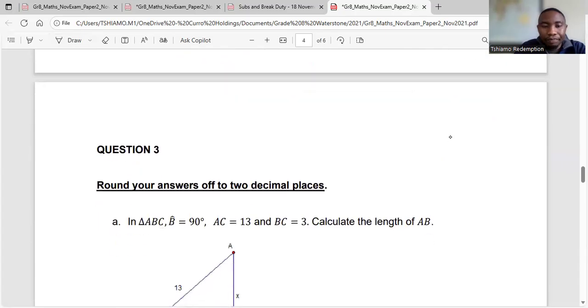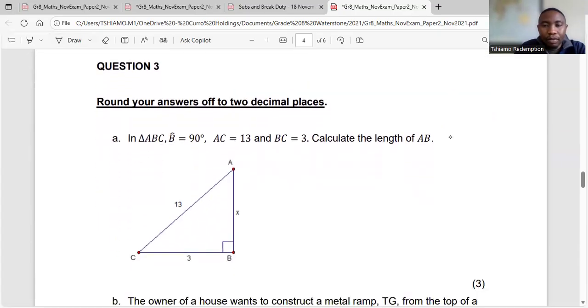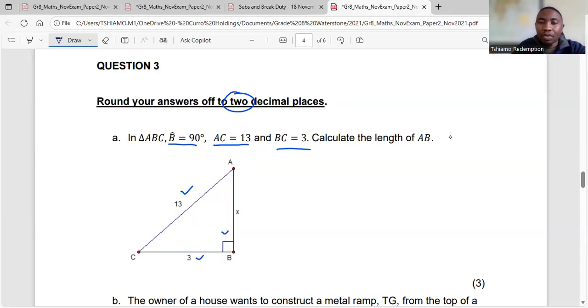Okay, moving along. Round off your answer to 2 decimal places. So we know that we're going to get a decimal. Already we are expecting that. In triangle ABC, angle B is 90 degrees, AC is 13, it's given. B is 90 and BC is 3, it's given. So calculate the length of AB. They put it as x. So we're looking for x.